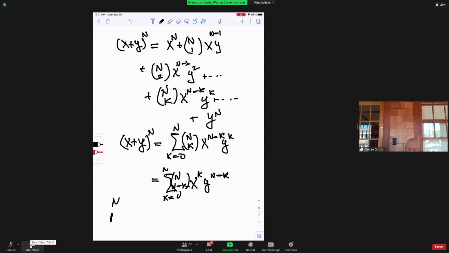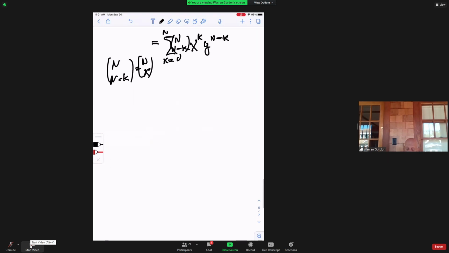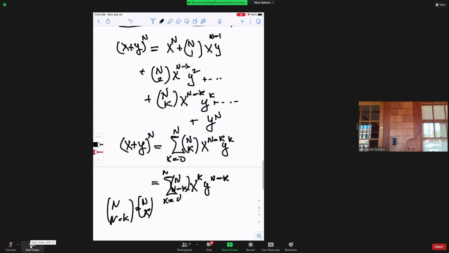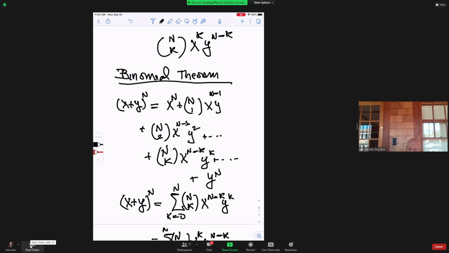Remember, n choose n minus k is the same as n choose k, meaning I can start with the y's first. So let me illustrate a typical example, okay? By the way, notice, this is the first term, this is the second term, this is the third term, and so on.